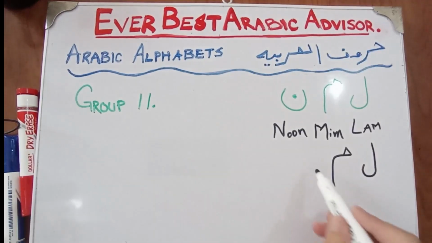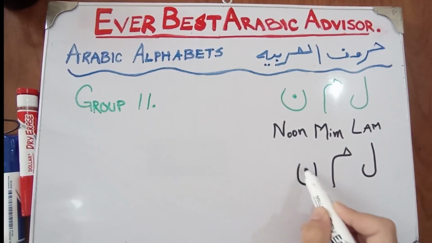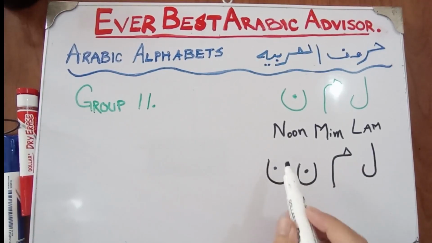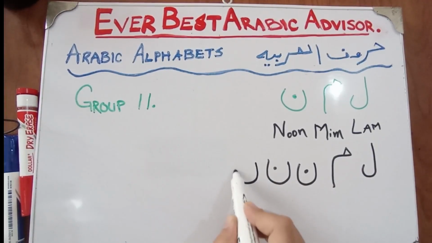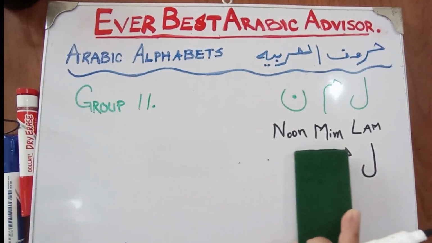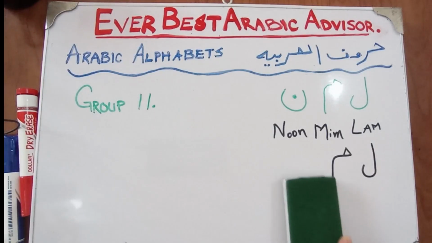And for Noon, it's like this. Noon with one dot. Noon. So these are three letters with their shapes.